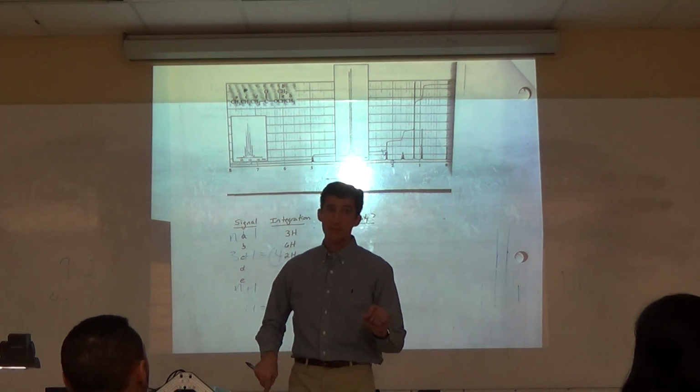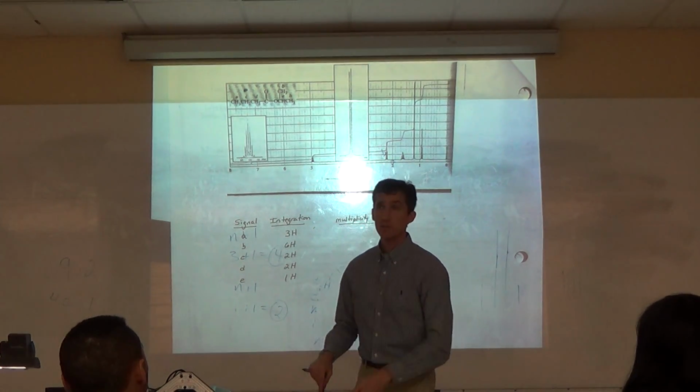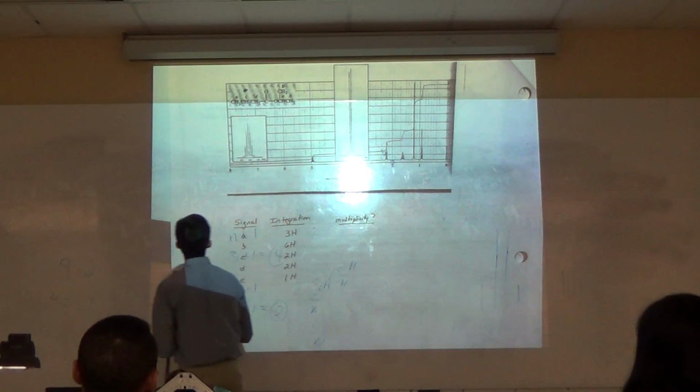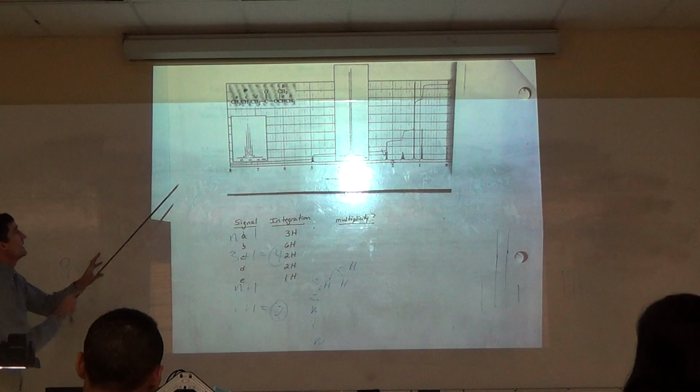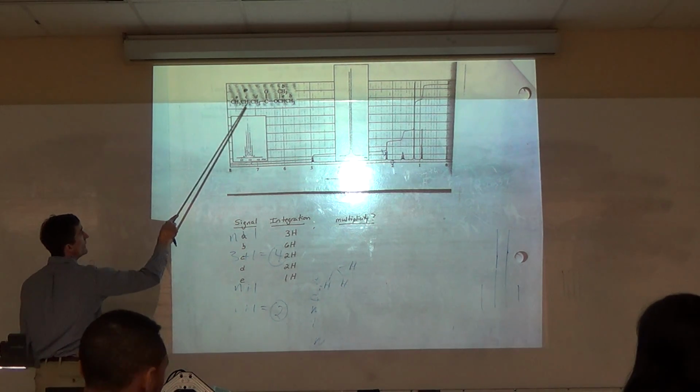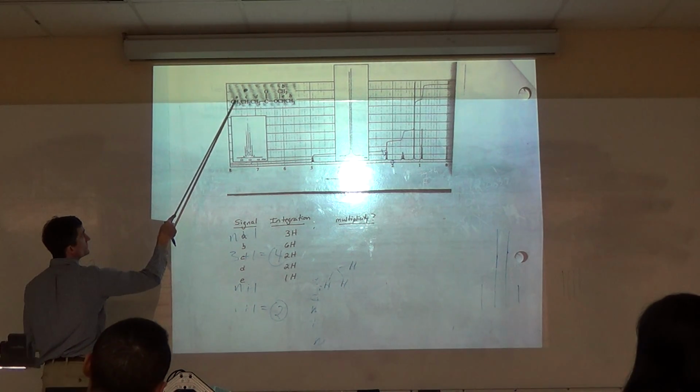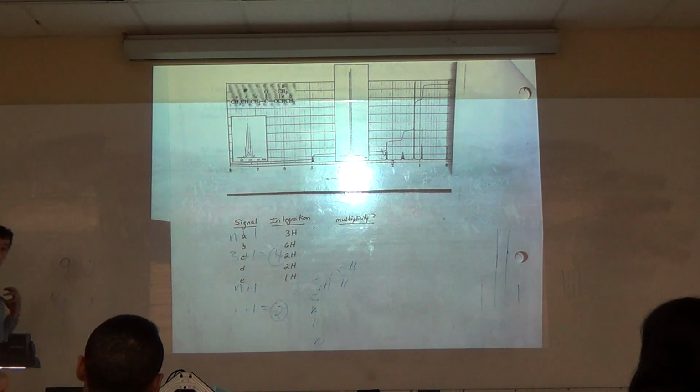This is complex splitting. It's actually on another page, but we can do it right here real quick, and this is where I think we'll end. We have to do the N plus 1 rule for each type of neighbor. The neighbors over here split the C signal into what? There are 3 neighbors over here. N plus 1 is 4. Quartet.